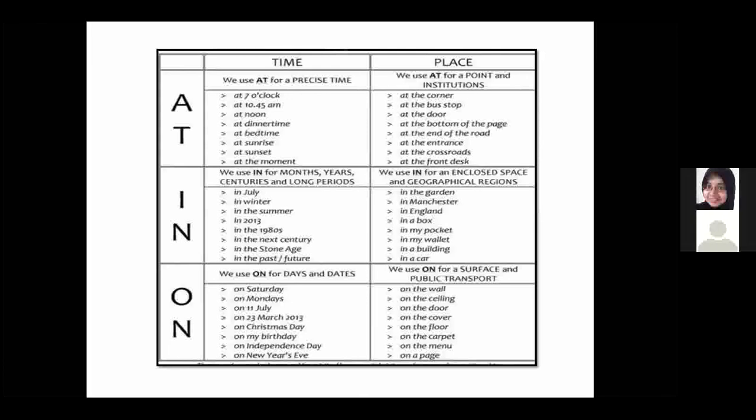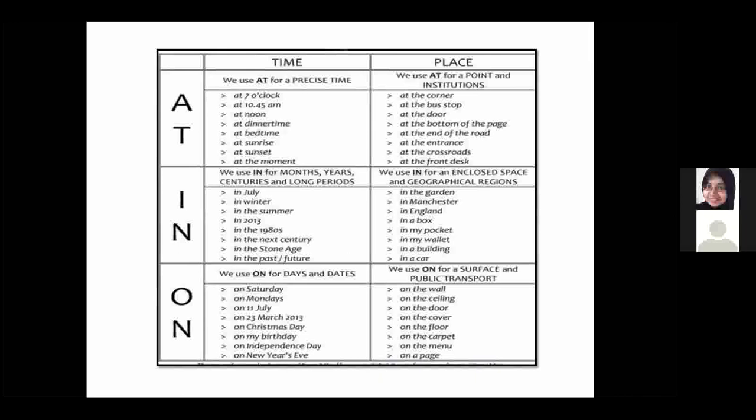We use on for days and dates. On Saturday, on Monday, on Tuesday, on Wednesday, on Thursday, on Friday, on Saturday, on 23rd March 2013, on Independence Day. We use on for a surface and public transport.